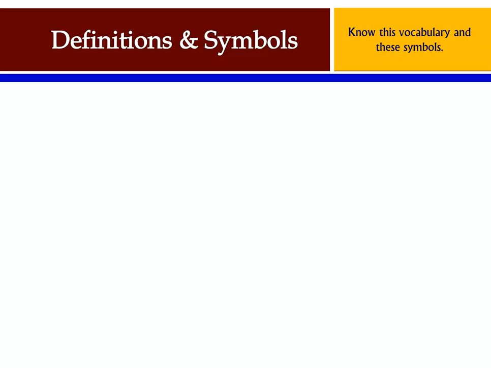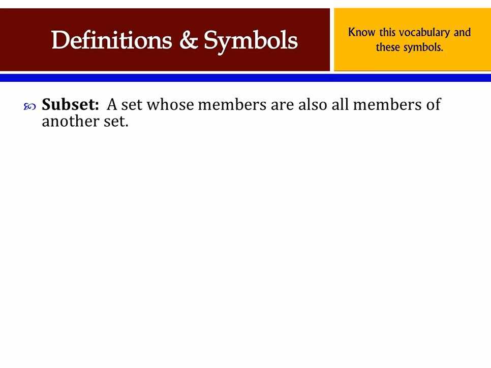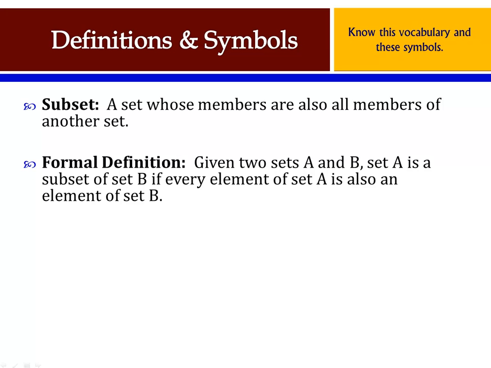Here are some definitions and symbols you should recognize. Subset: a set whose members are also all members of another set. Here's a more formal definition. Given two sets A and B, set A is a subset of set B if every element of set A is also an element of set B.